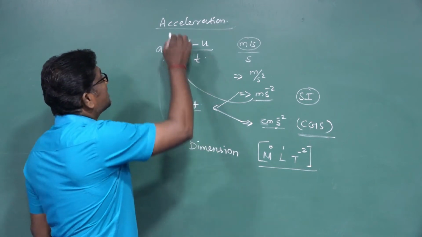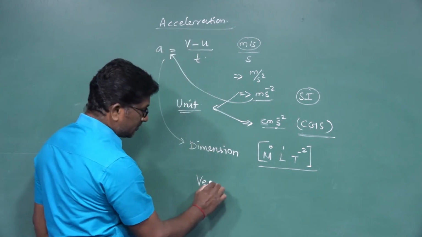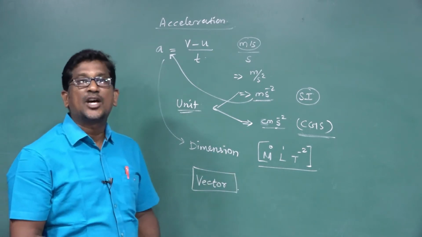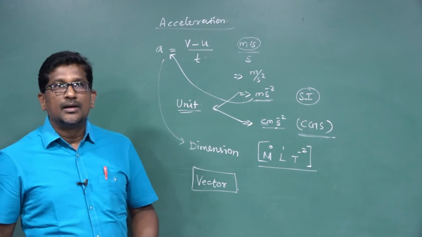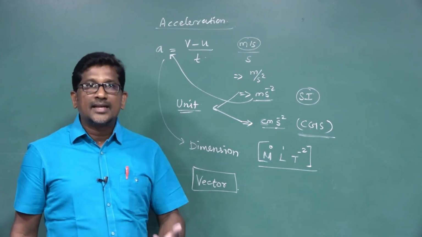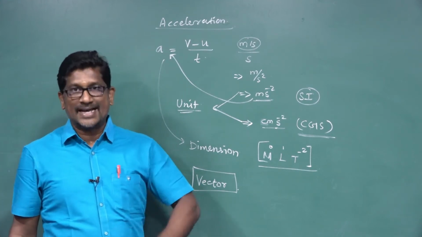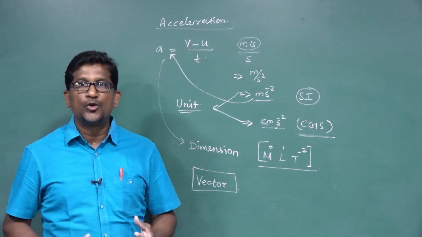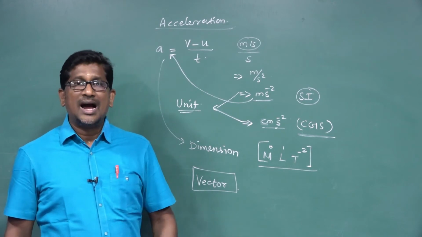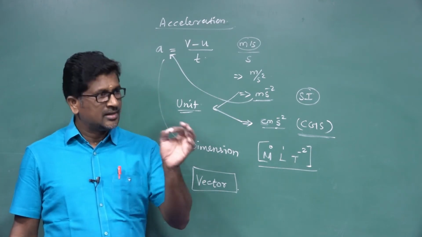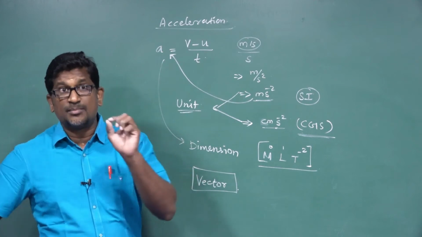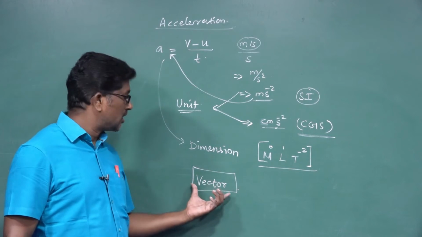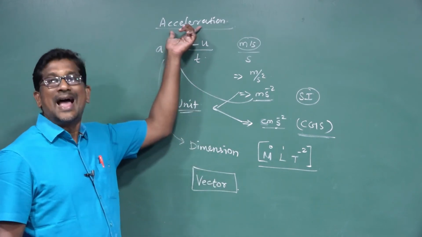Acceleration is a vector quantity. What is a vector? Any physical quantity that possesses both magnitude, meaning some numerical value, and some definite direction is called a vector quantity. So one of the vector quantities is acceleration.